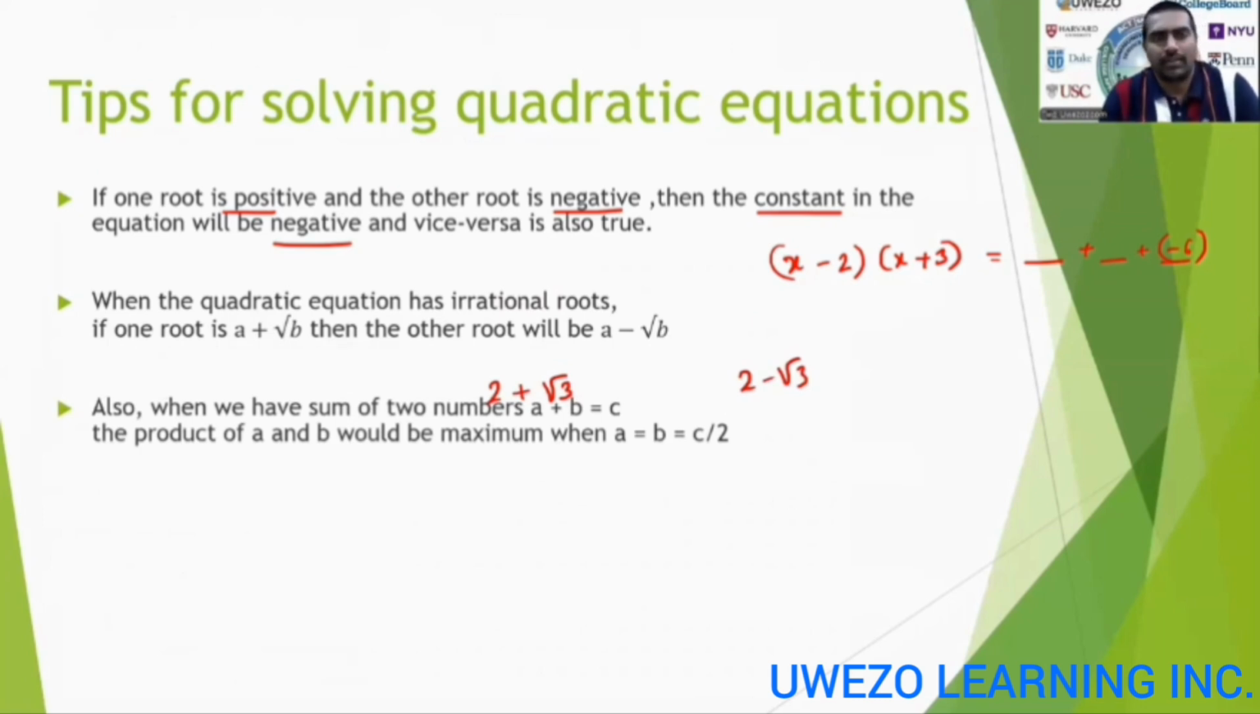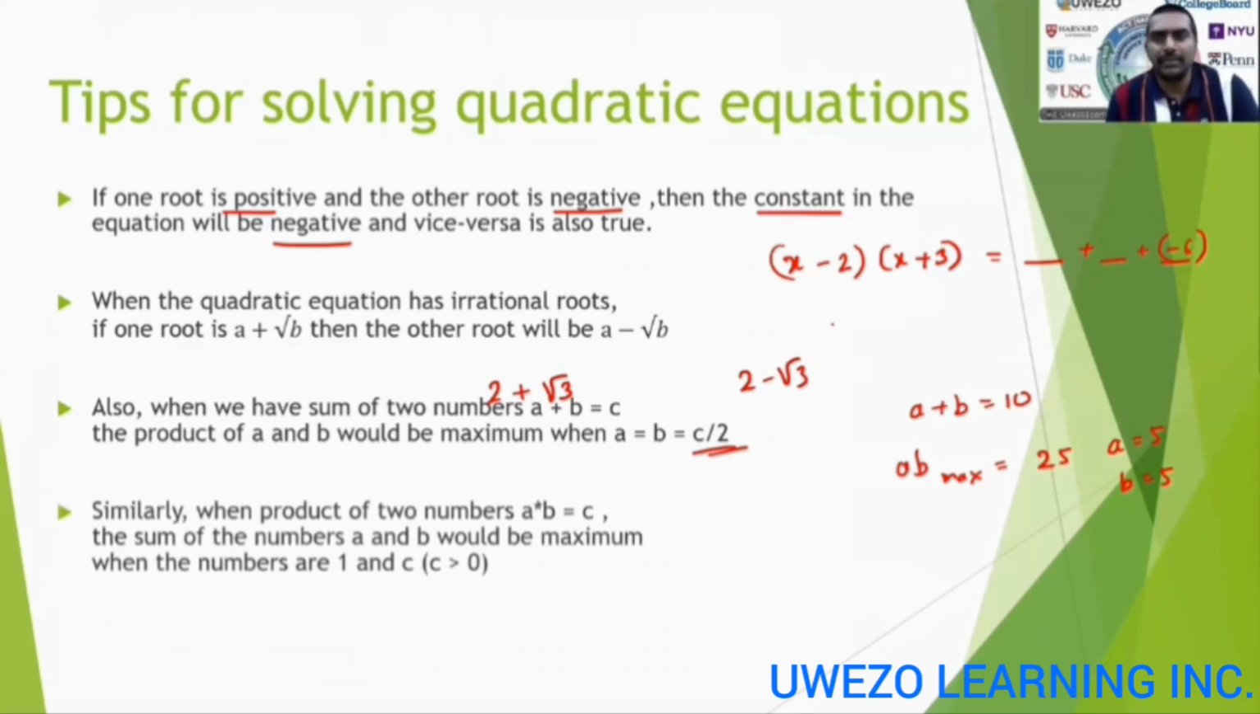Also, we have some key ideas about the sum of two numbers. If a + b = c, then the product ab would be maximum when a and b are equal to half of their sum. Suppose a + b is 10, then the maximum product ab would be equal to 25 for a equal to 5 and b equal to 5.